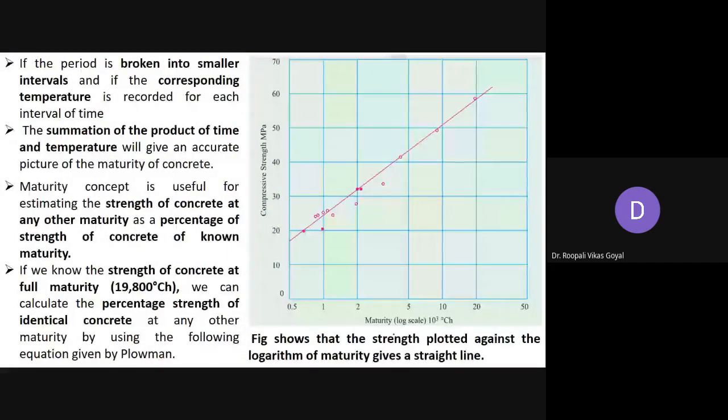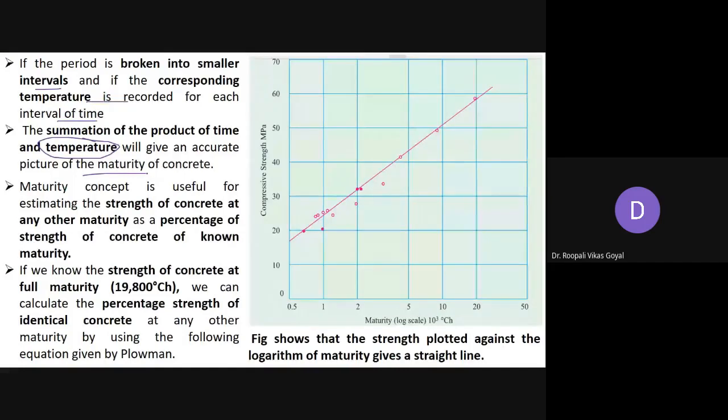If it's not possible to maintain the same temperature for 28 days, then if the period is broken into smaller intervals, and the corresponding temperature is recorded for various intervals of time, you have to make the summation of the product of time and temperature. For example, so much temperature for 8 days, so much temperature for 10 days. That way also you can calculate the maturity. Basically it's the summation of the product of time and temperature, which will give you the accurate picture of the maturity of concrete.